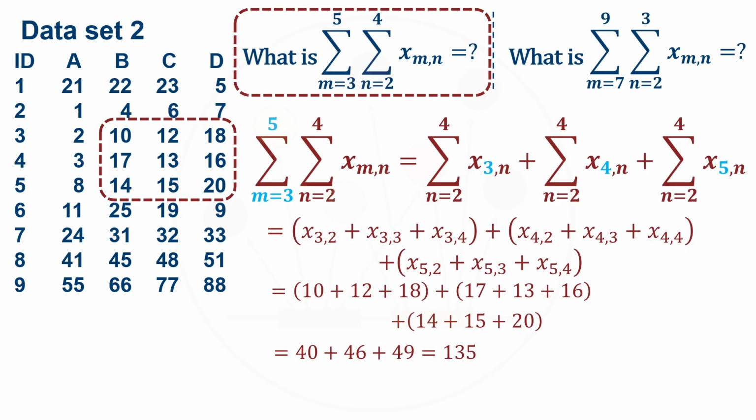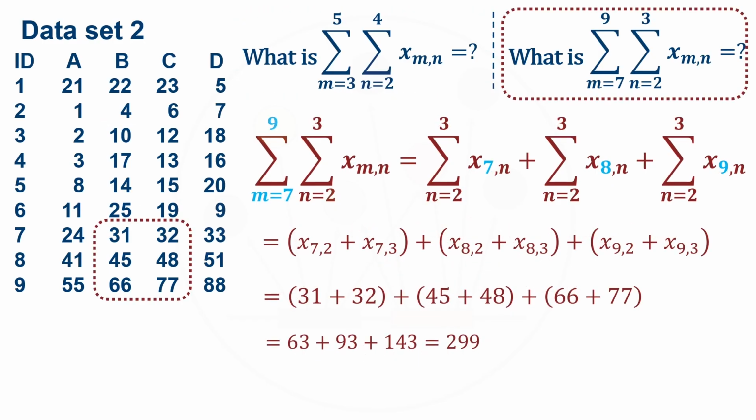x_5,n. So that gives us x_3,2 plus x_3,3 plus x_3,4 for the first summation, plus x_4,2 plus x_4,3 plus x_4,4 for the second summation, plus x_5,2 plus x_5,3 plus x_5,4 for the third summation. Looking in the data table, that would be 10 plus 12 plus 18, plus 17 plus 13 plus 16, plus 14 plus 15 plus 20. Adding those up, 40 plus 46 plus 49 would give us 135.